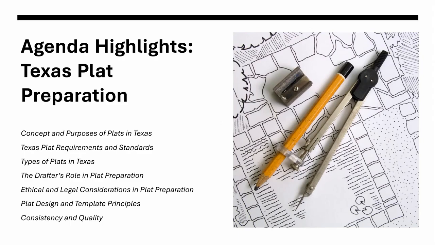Now, the word plat is familiar to anyone who has bought or sold land, opened a title commitment, or sat in a planning commission meeting. But in the world of survey engineering, the plat is more than a drawing. It is a legal instrument. In Texas, plats are filed with county clerks and municipal authorities. They establish property boundaries, guide development approvals, and enter the permanent record. That means a plat sits at the intersection of surveying, law, and public trust. It is simultaneously a technical product, a legal document, and a public record.